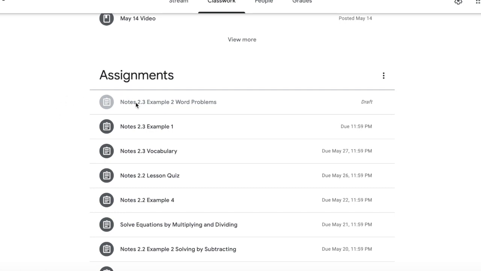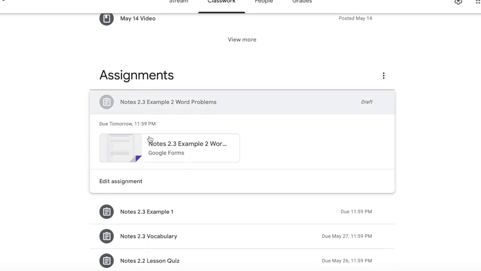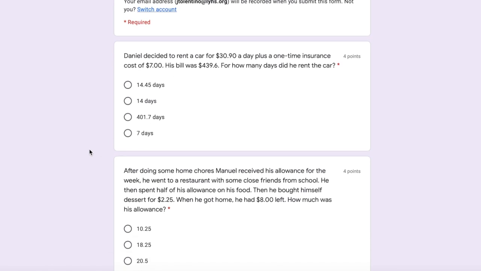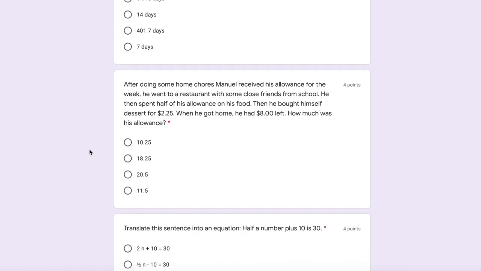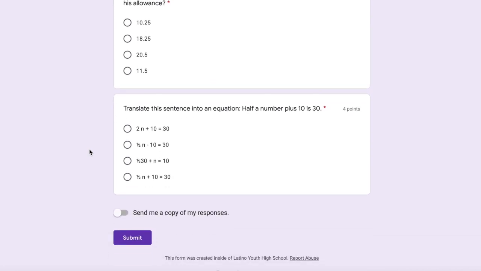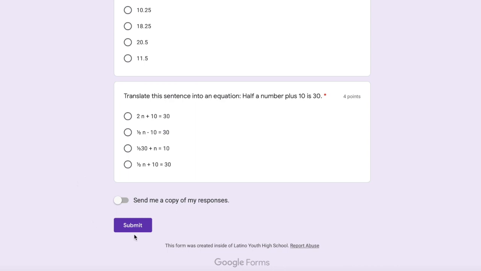In the assignments category, click on Notes 2.3 Example 2 Word Problems. It's going to open a Google form. It's going to be 2 problems, 2 word problems, actually 3 word problems. They're a little similar to the ones we just did. And then the last one is just translating. Once you answer the questions, that's all you have to do.